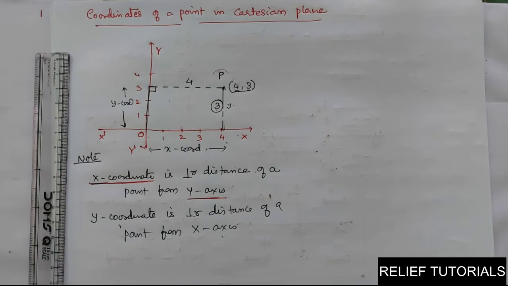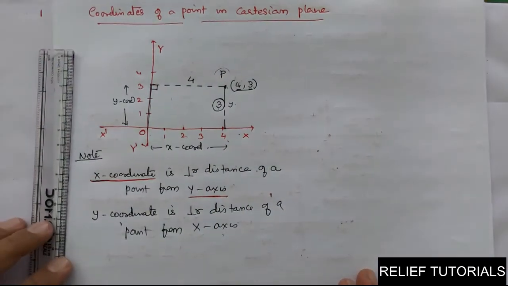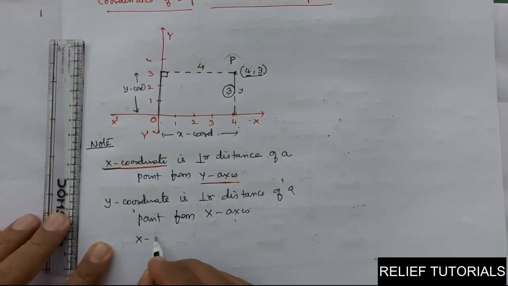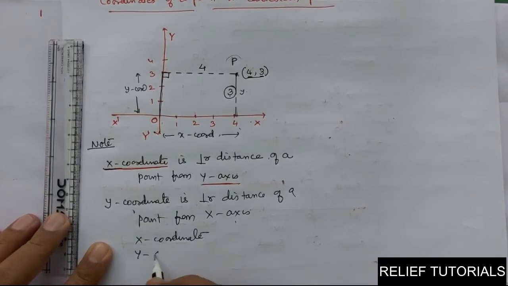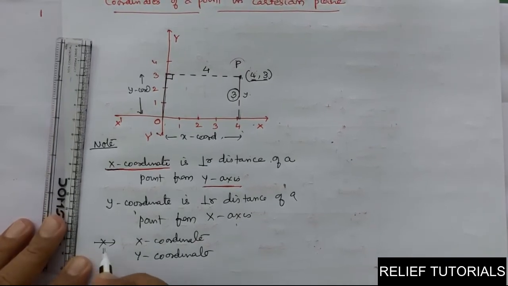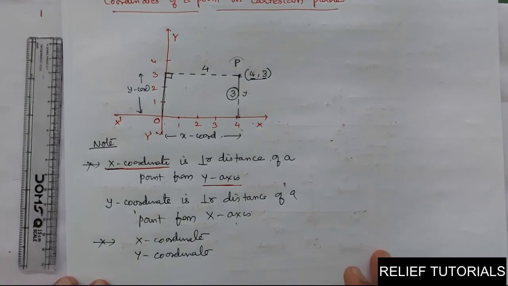Have you got it, friends? And this x coordinate is also known as abscissa. What is it called? Abscissa. So x coordinate is abscissa and y coordinate is known as ordinate. Okay, you have to remember these two things.